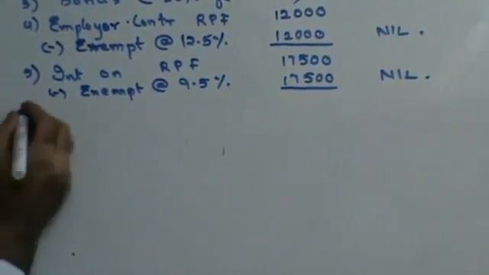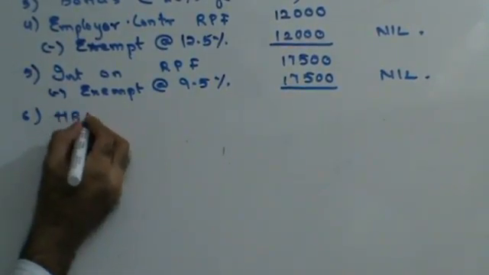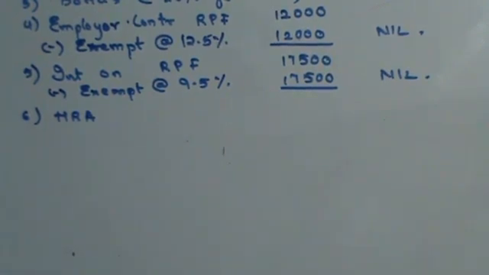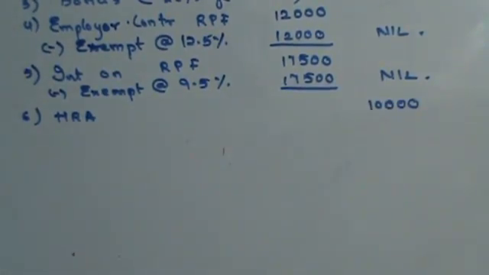HRA, house rent allowance he is getting as 10,000 rupees per annum. Next, professional tax paid by the employee. He retired from service, opting for 60% of commutation of pension and received 2,40,000 as the only terminal benefit.